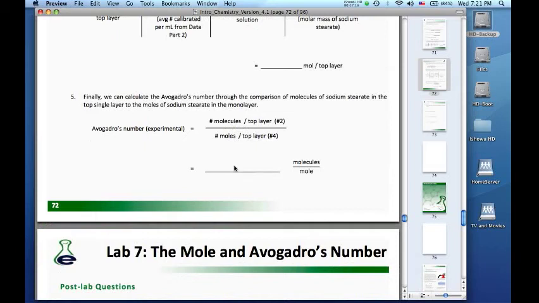It's going to be a huge number. My students tend to get the numbers low. Typically speaking, the numbers tend to be lower. Why do they tend to be lower? Well, the molecules tend to bunch up and form different layers. So the numbers tend to be lower than what they should be.